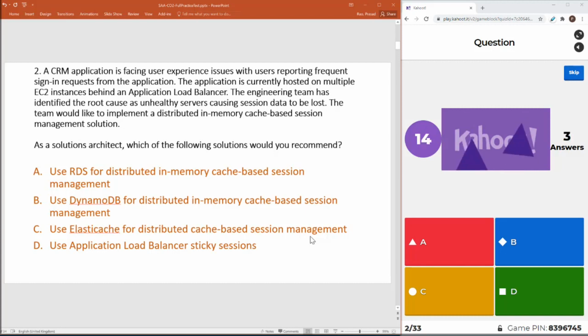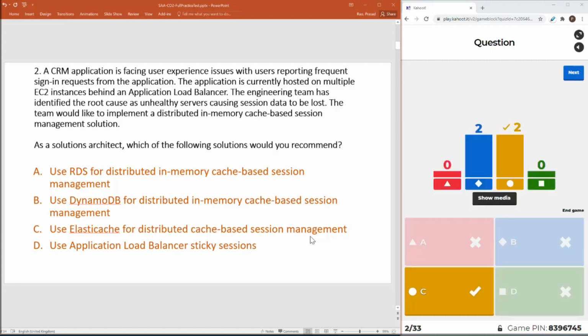Fifteen seconds left. Okay, there's a split here. And so it's talking about a distributed in-memory cache-based solution. And that would mean ElastiCache is the in-memory cache-based solution.